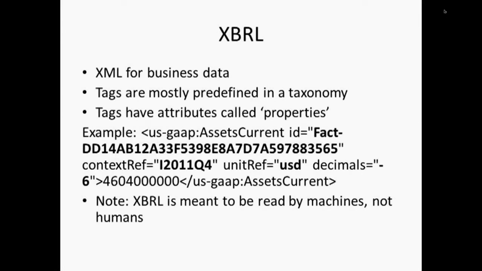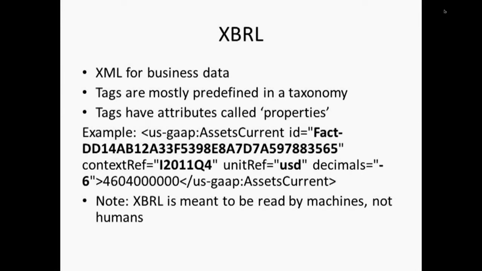So, what do you think this line right here means? US GAAP, assets current. What's that like on our example over there? Yeah, it's the name of the tag. Okay, that's it. That's the name of the tag. So it's a longer name than we use over there.